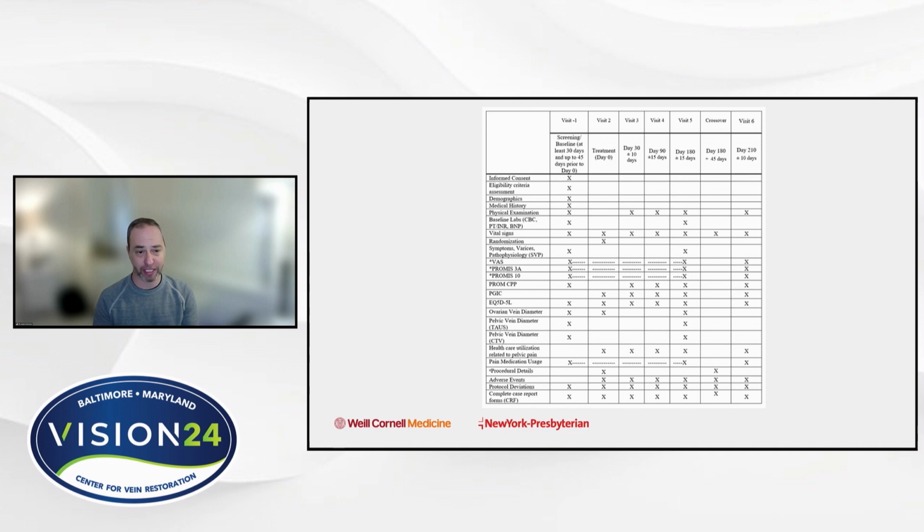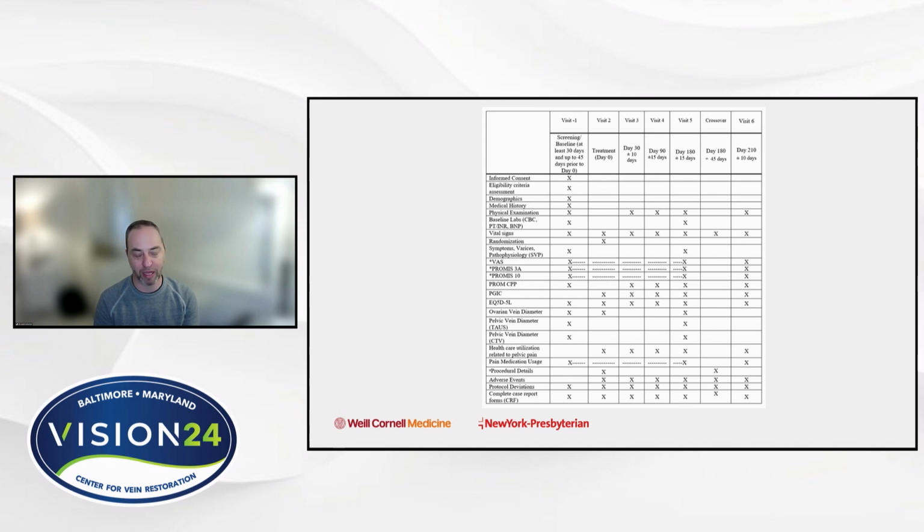And so here you can see all those data elements and how they're going to be evaluated over time. VAS, PROMIS 3A, PROMIS 10, and pelvic medication usage, that's going to be gathered on a remote scale weekly across the time point of enrollment to the end of their data collection point after the randomized intervention.